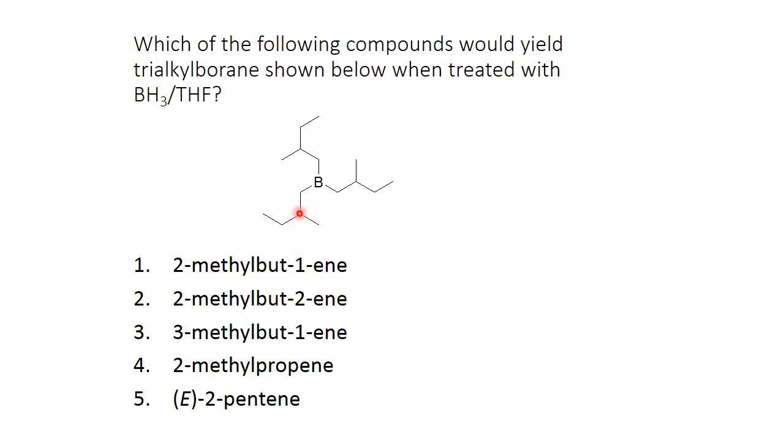It can't be a 2-butene because that would put the boron on the number 2 carbon or on the number 3 carbon. The only way you can get a boron on a number 1 carbon is to have a number 1 alkene. So it's either 1 or 3. If this was an ene right here, the methyl group is on the number 2 carbon. So the only way we can get this adduct is to have 2-methyl-but-1-ene.